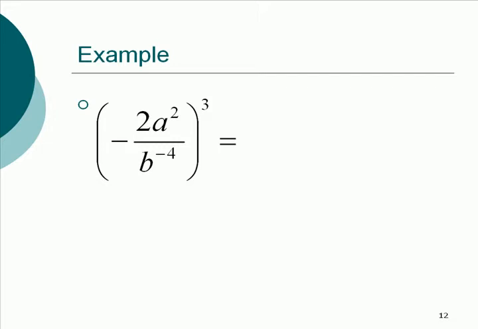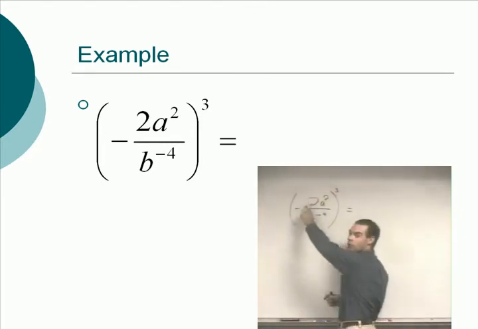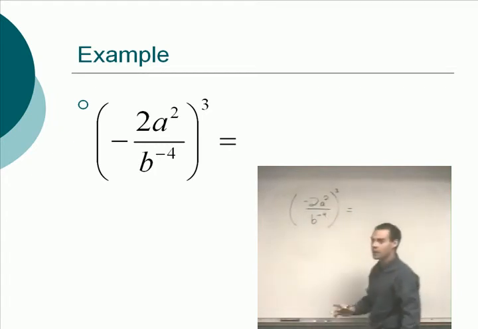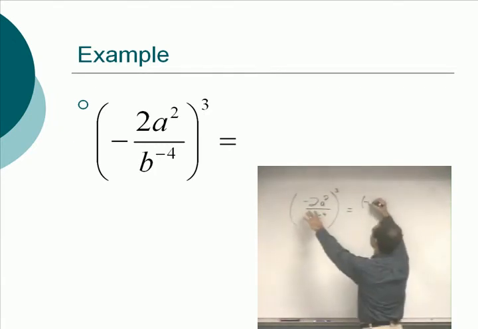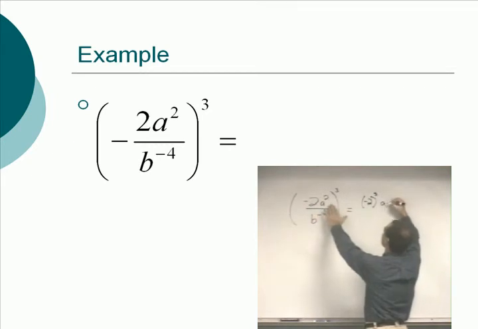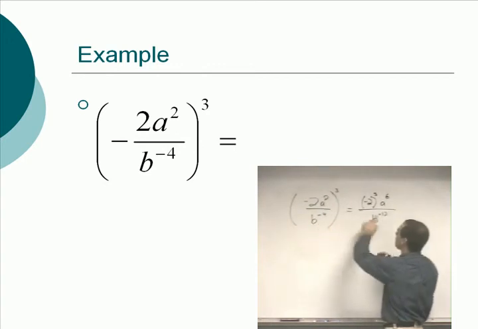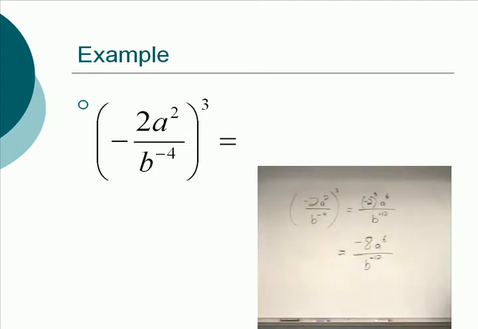But let's take a look at this one. Negative 2a squared over b to the negative 4th, all raised to the 3rd power. Okay, well, first of all, let's deal with that negative sign. That negative sign out in front, we can just affiliate that with either the numerator or the denominator, but one or the other. It's usually best to affiliate it with the numerator. So let's just treat it like that. That's a good habit to get into. All right, so now we're going to have negative 2 to the 3rd power times a to the 6th power over b to the negative 12th power. We can simplify that just a pinch. Negative 2 to the 3rd is negative 8 a to the 6th over b to the negative 12th. And it's simplified.